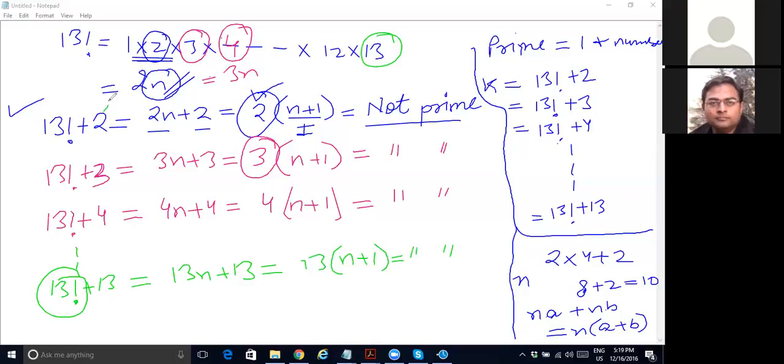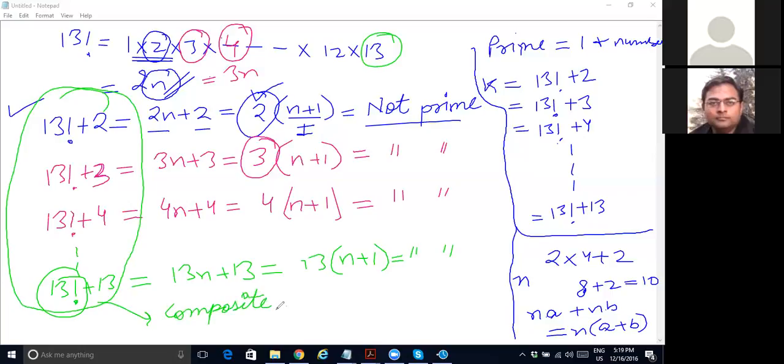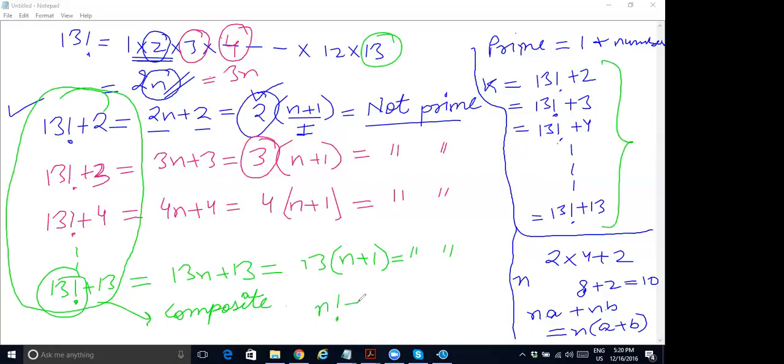So that means in the entire range, none of the numbers can be prime. Every single number is a composite number. Starting from this to this, every single number is a composite number. None of the numbers can be prime. So in general, starting from n factorial plus 2 to n factorial plus n, none of the numbers can be prime.